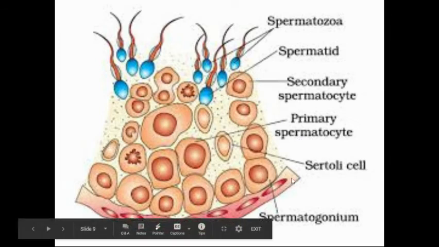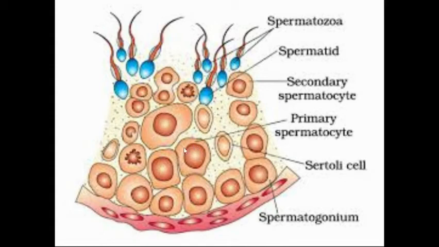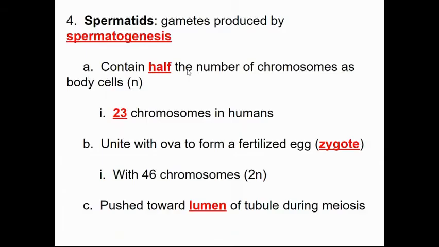So here we are. This is, again, inside a seminiferous tubule. Here is a stem cell. That stem cell moves on to become a primary spermatocyte. It moves on to become a secondary spermatocyte. Those become spermatids, and those are going to then be released into this hollow space here to be transported.